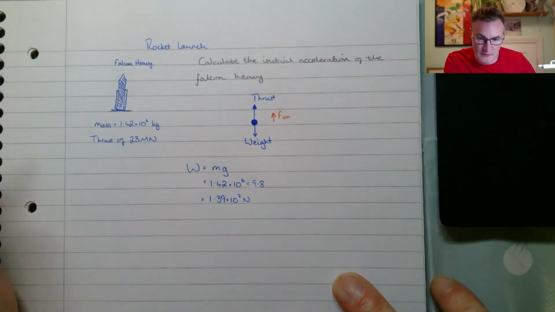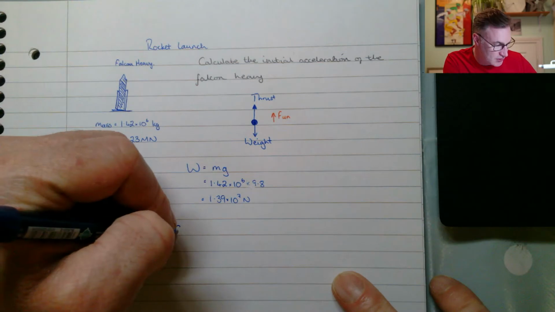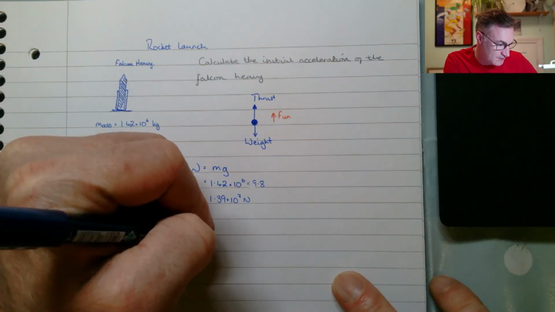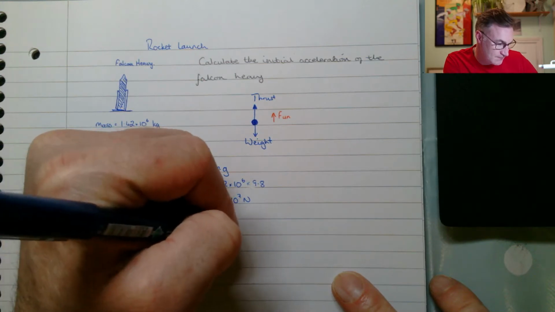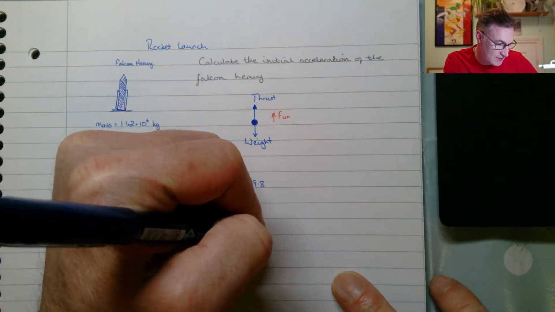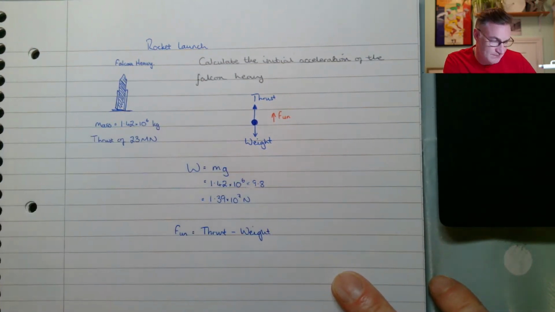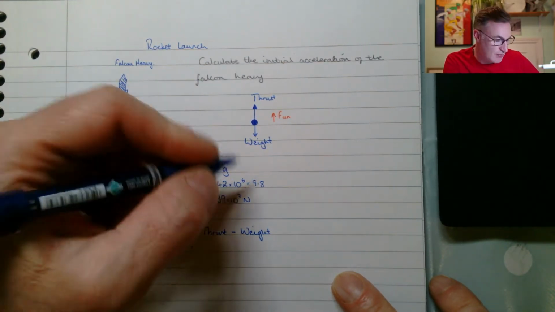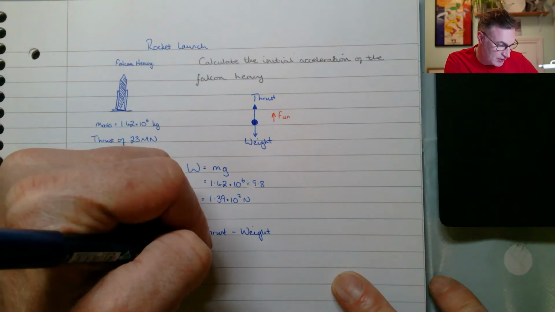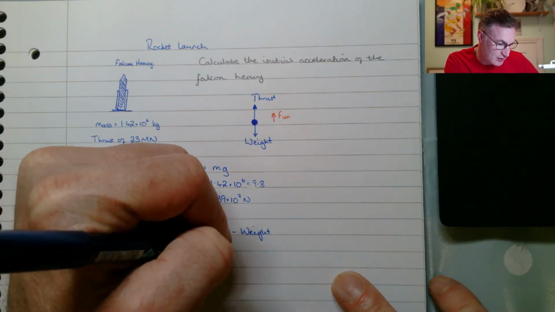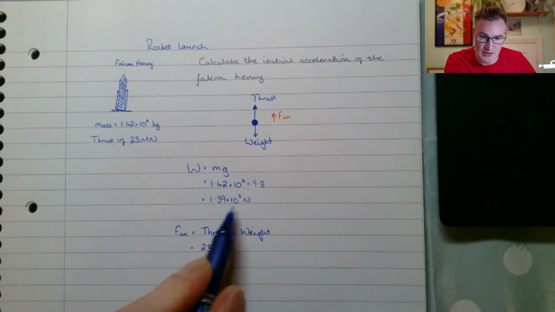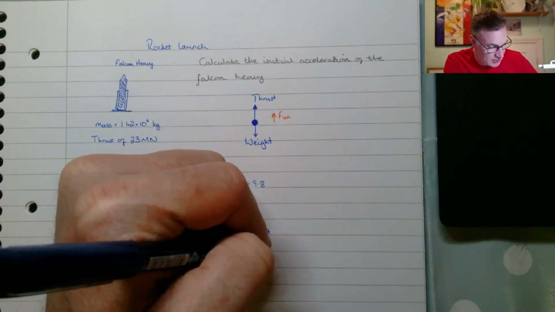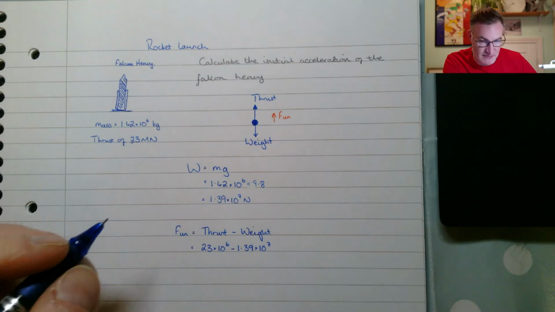Now we're going to look for the unbalanced force, and so our formula is going to be thrust minus weight. Now if our thrust is 23 meganewtons, that'll be 23 times 10 to the power of 6 minus our weight, which is 1.39 times 10 to the power of 7.